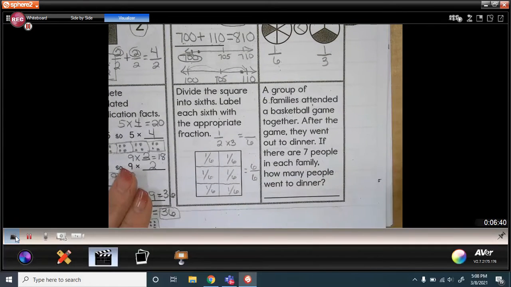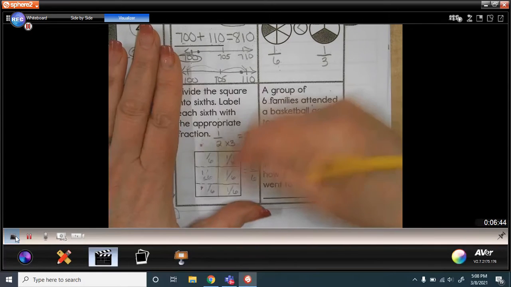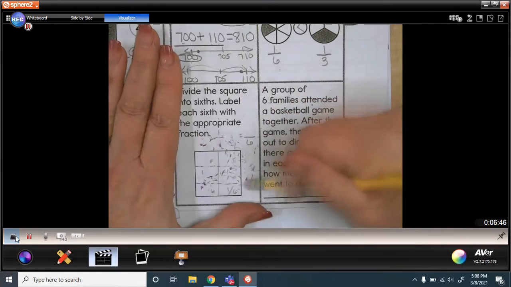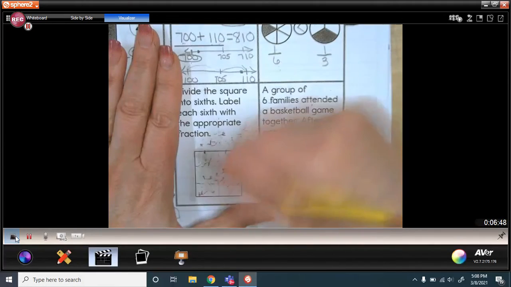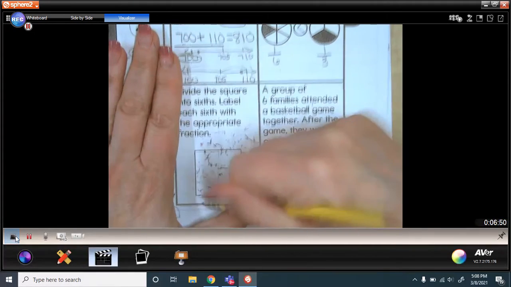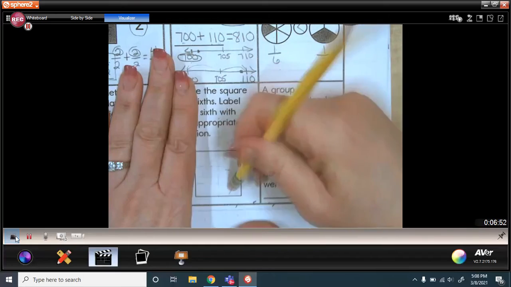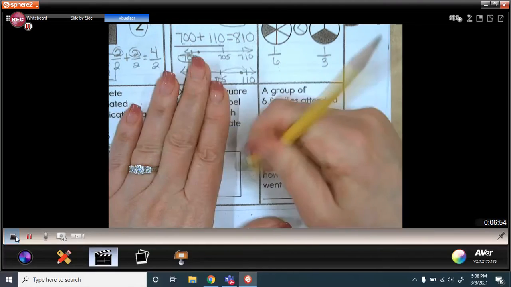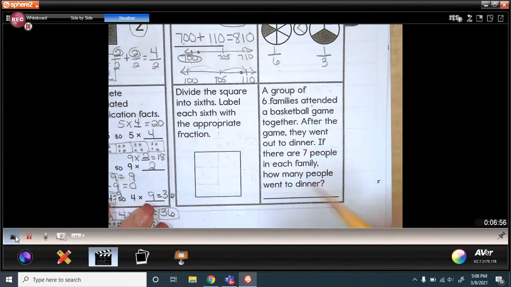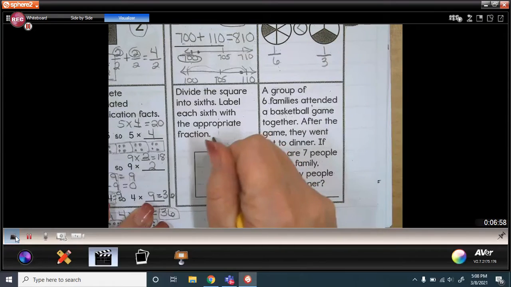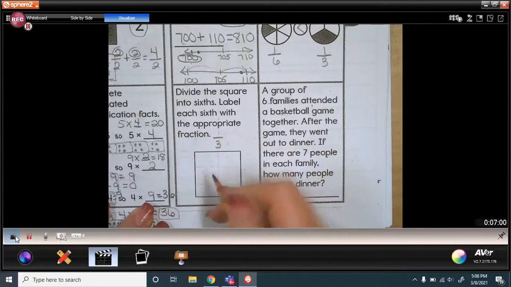Now that's one way you can make 6, but another way you could think about making 6 is starting with thirds. That's what I usually like to do, start with thirds first. So if I start with thirds, I'm going to just do that here.